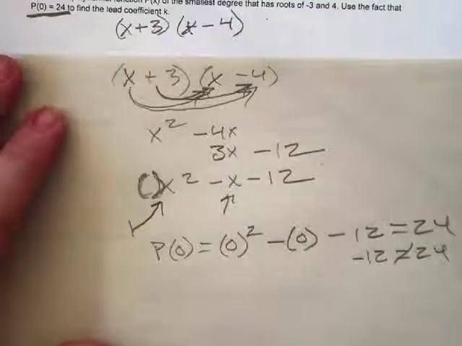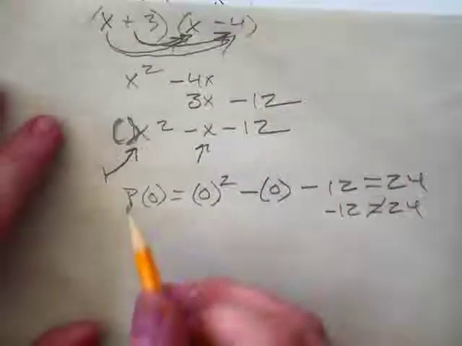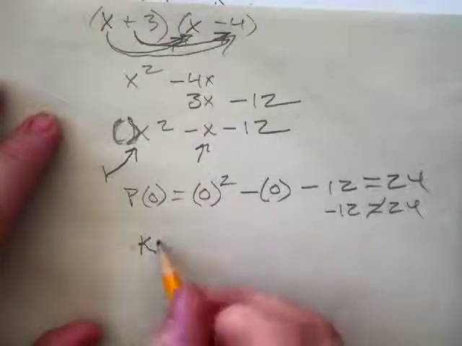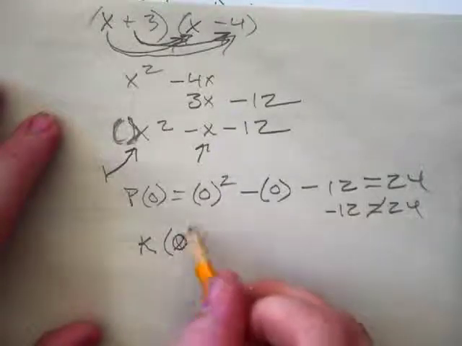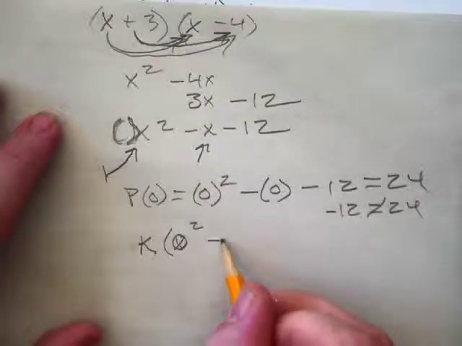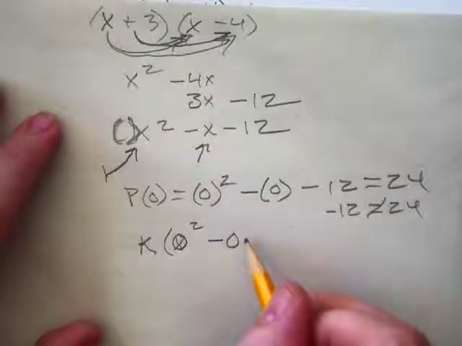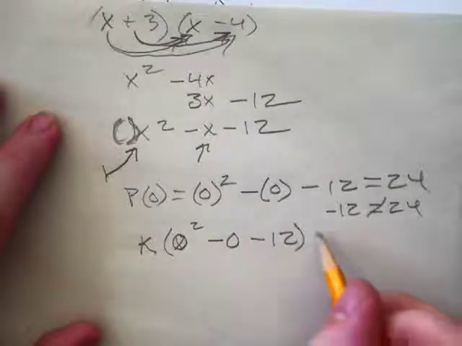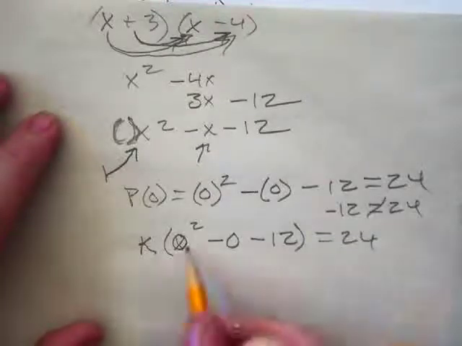So now we've got to change that a little bit. Same thing. We're told that k times 0 squared minus 0 minus 12 is going to give us 24. All right, well, let's go through and solve it.